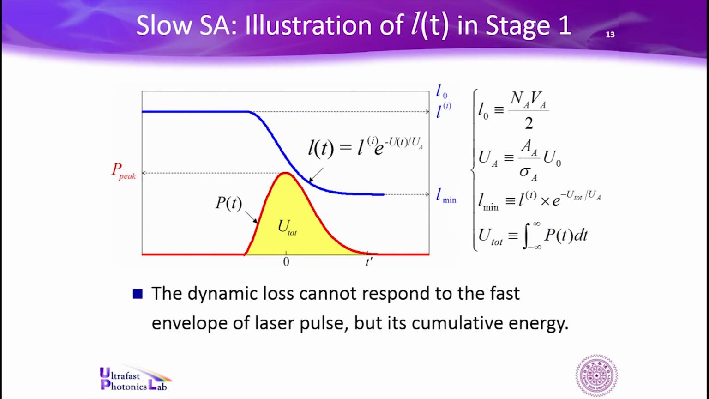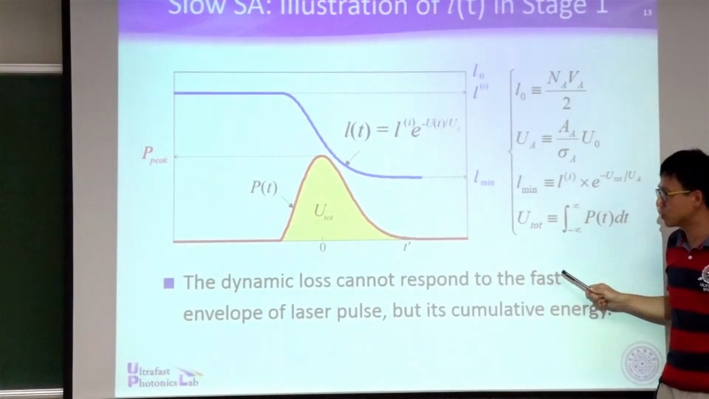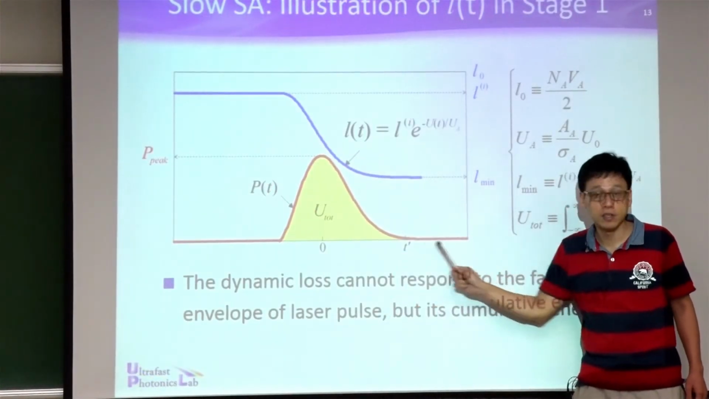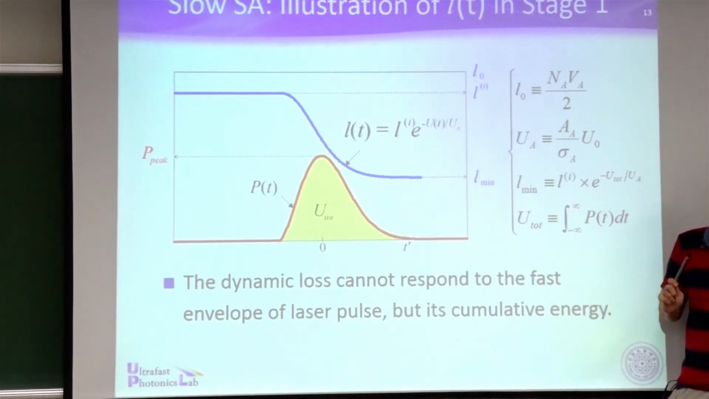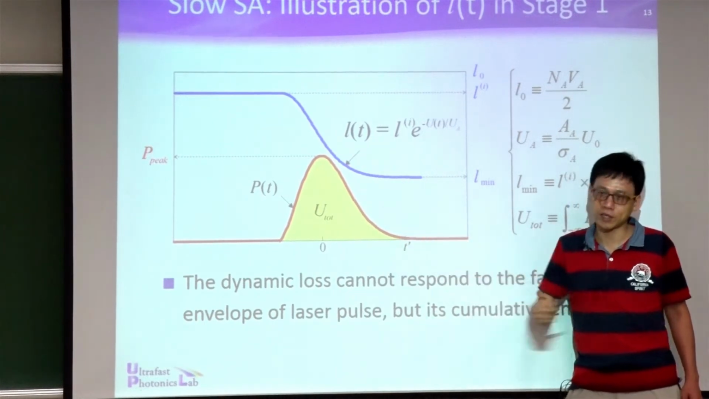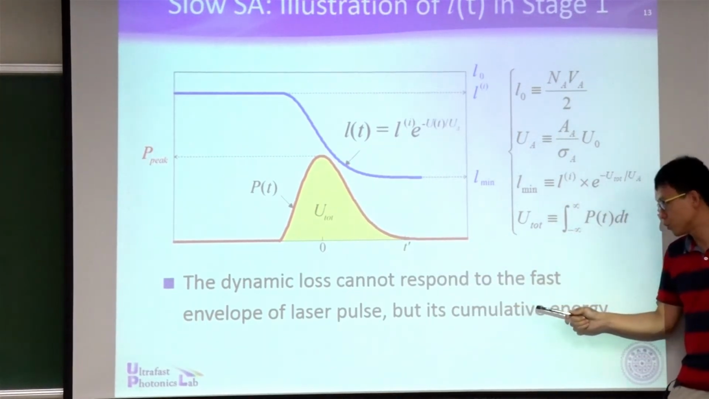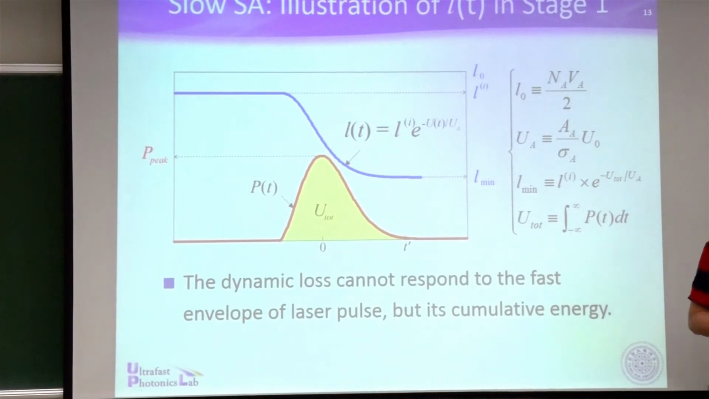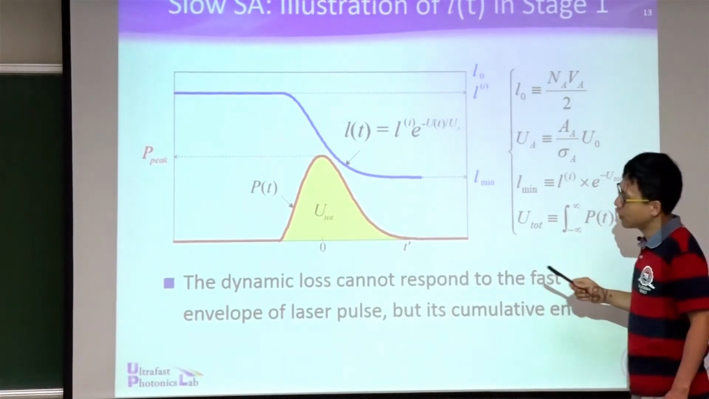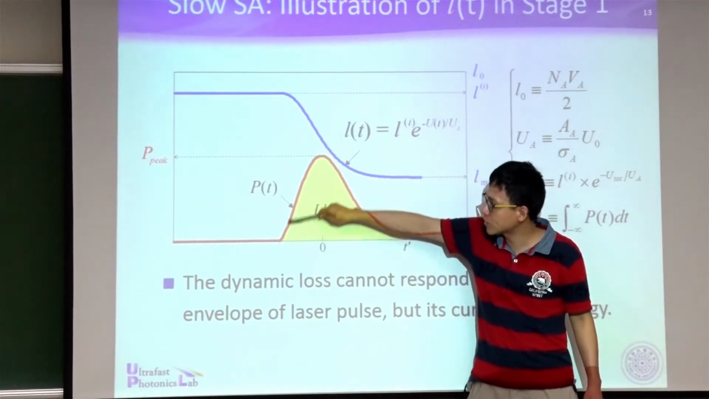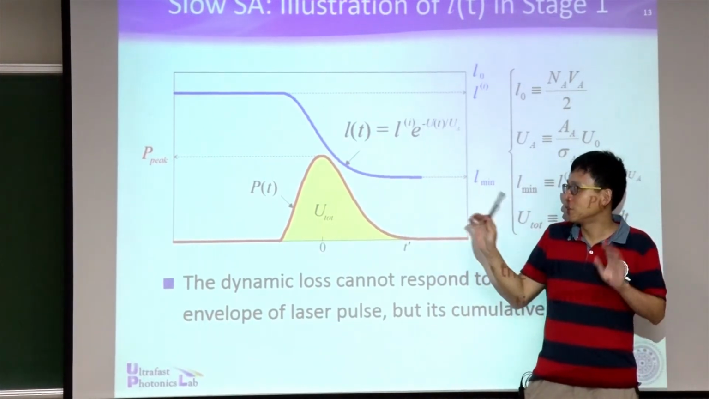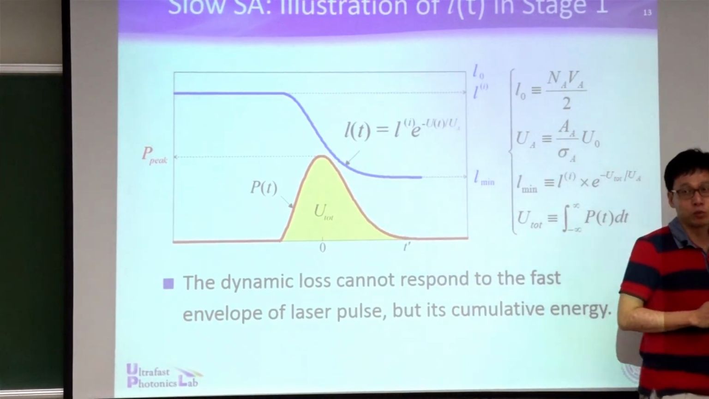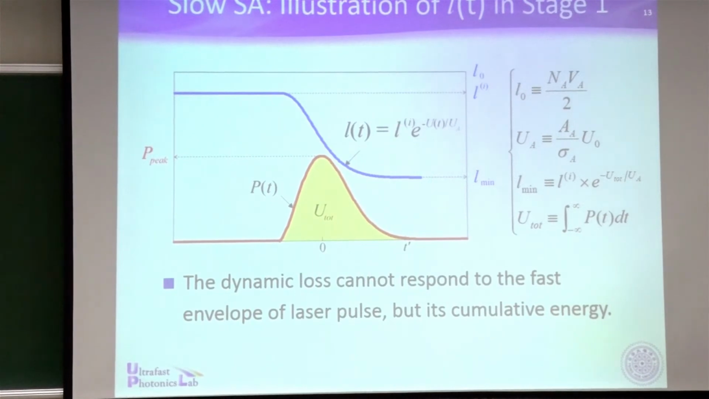So what happens? The dynamic loss cannot respond to the fast envelope of the laser pulse, the red curve. It's too slow. It cannot trace or respond to the red curve. It only responds to its cumulative energy, which means the yellow shaded region. Okay? So as long as the area is the same, no matter what the exact shape of the blue curve, there is no difference. You cannot tell because its response speed is too slow compared with your pulse width. Okay? So that's one thing.